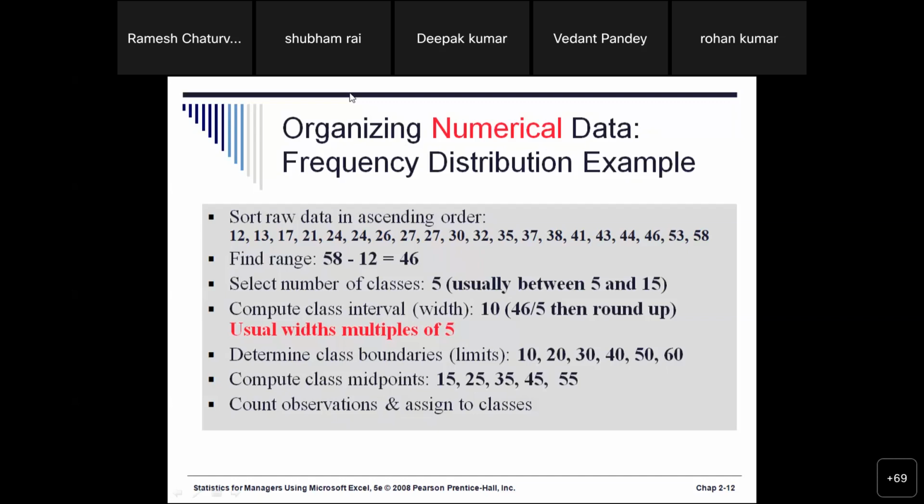5. Okay. Yes, sir. And what should be the width? Remember the formula? What was the formula for calculating the class interval width? Highest minus lowest divided by m. So what is it? 58 minus 12 divided by 5. 46 by 5. So it comes to how much? 9 point something. 9.2.